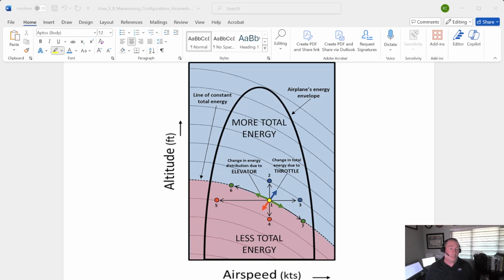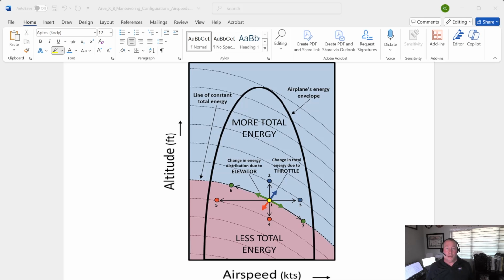If you look at point number 5, the airplane is slower and lower than intended. It's at a very low energy state. If you look at point number 3, the blue point, it is higher and faster than intended, so it's a very high energy state. If you look at point 2, for example, the blue dot directly above point 1, it is on airspeed, but it's got more altitude. Now, what do you have to do to gain equilibrium on those?